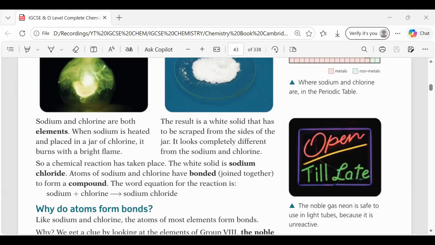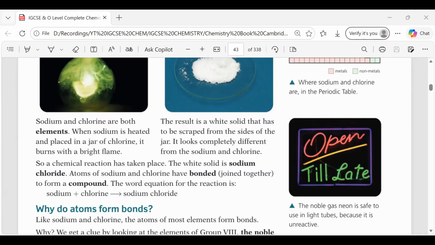Chlorine. So first we have to check how many electrons chlorine has. 17 protons, 17 electrons, and so it has to gain one. For sodium to lose one, it's easier for chlorine to gain one electron, and both of them will gain stability, because both of them will follow the octet rule, and their valence will be 8. And in the valence shell there are 8 electrons.